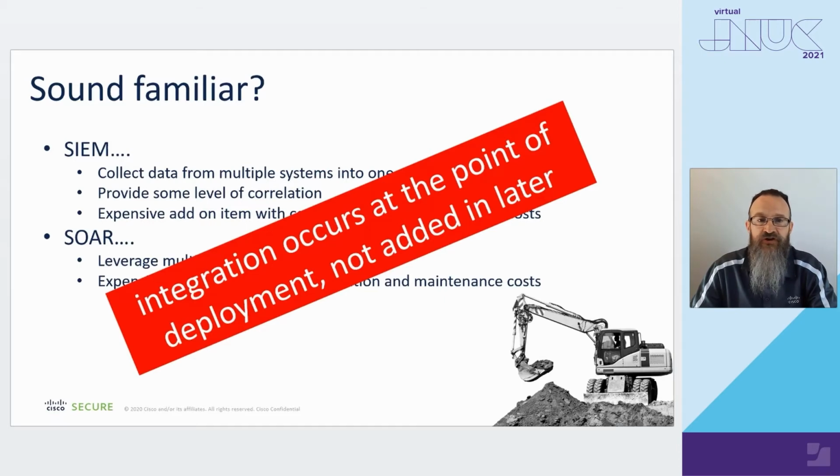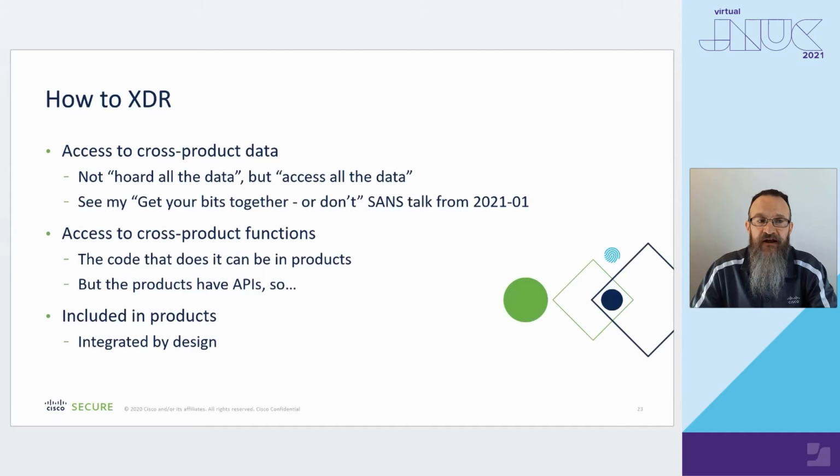So how are we going to create XDR? We're going to give access to the cross-product data, not necessarily by hoarding all the data in one place, but by at least giving access to all the data from multiple sources via a single workspace. If you're interested in the distinction between gathering all the data or having access to all the data, check out my SANS talk from January of 2021, Get Your Bits Together or Don't, where I explore a little bit the difference between those two design philosophies.